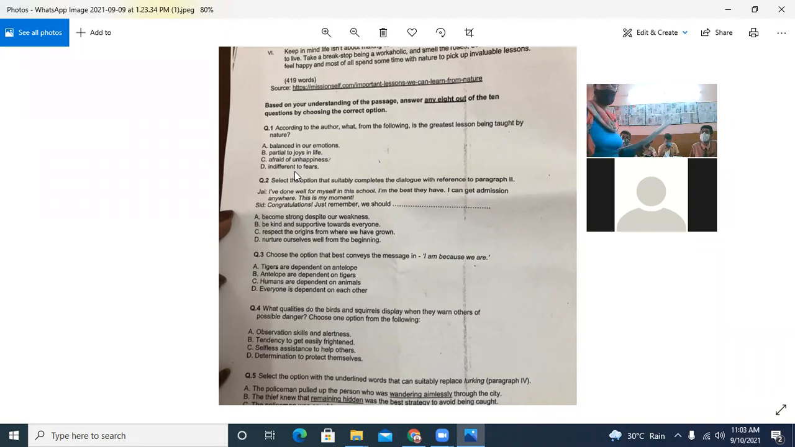Ma'am, first, balance in our emotions. Absolutely right. It is balance in our emotions. Next one is select the option. See the second question. Select the option that suitably completes the dialogue with reference to the paragraph. See here, the direct one is not given. It is only given in the form of a dialogue. Just see it. But it is there.